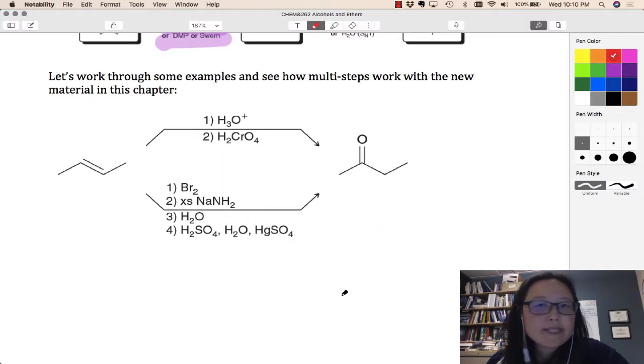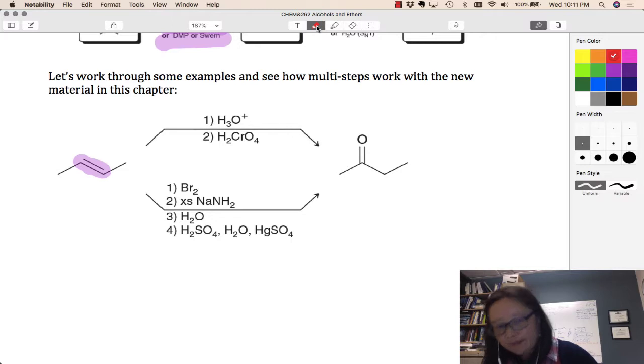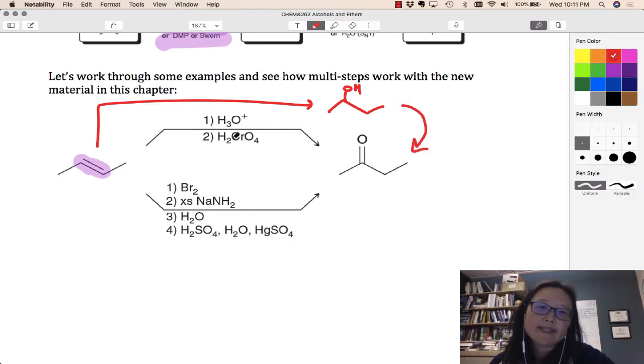Now let's try some multi-step synthesis just to practice. We have H3O plus in the first step. How does that react with an alkene? So you have to think back to your alkene reactions. I think you remember it adds the OH group, and so we have an alcohol. So after step 1, you're going to have an alcohol here. And then step 2 is going to be oxidation, because I see this chromium here, chromic acid.